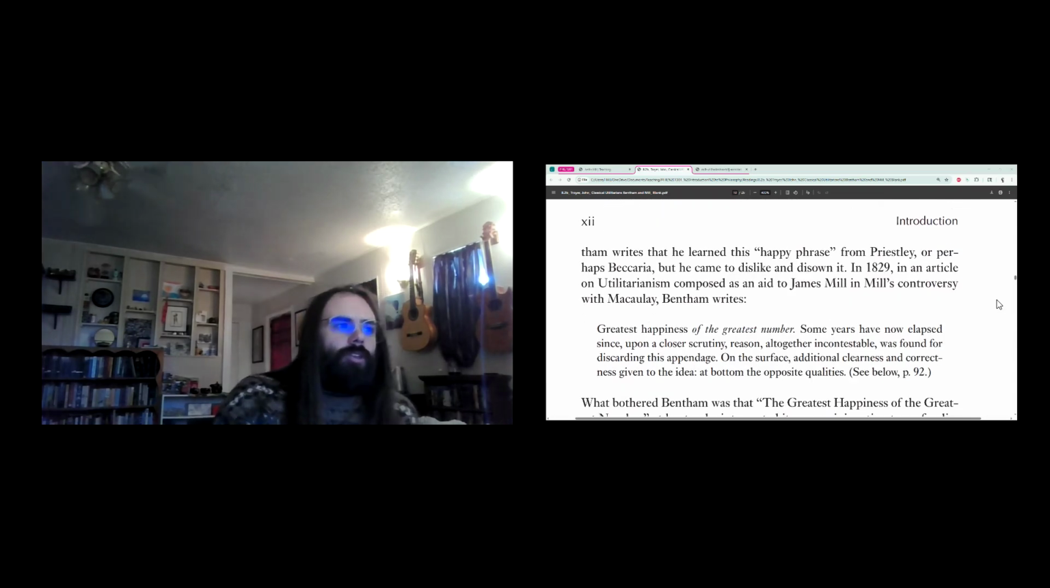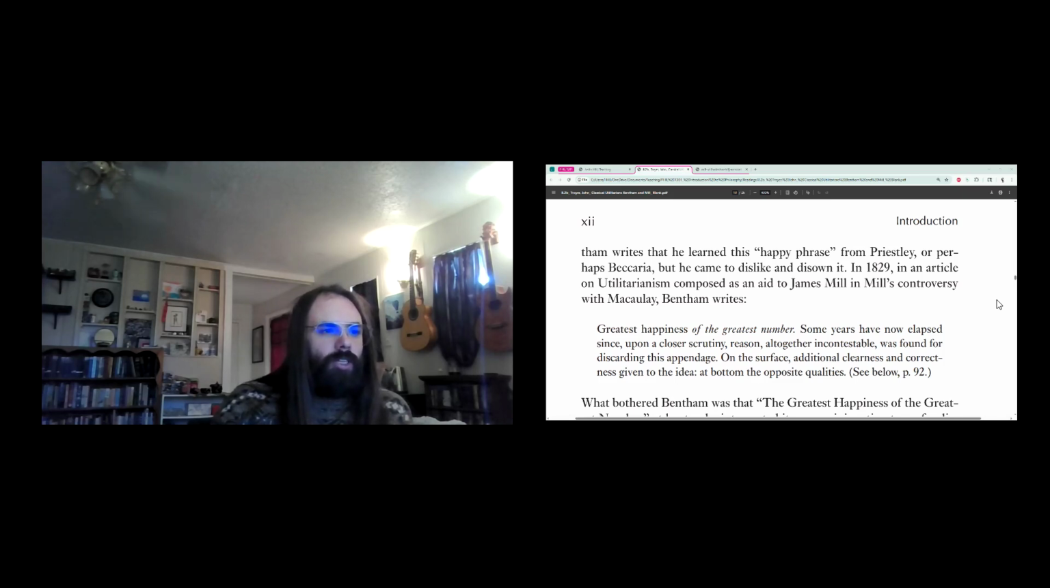Bentham writes that he learned this happy phrase from Priestley, or perhaps Beccaria, but he came to dislike and disown it. In 1829, in an article on utilitarianism composed as an aid to James Mill in Mill's controversy with Macaulay, Bentham writes, "Greatest happiness of the greatest number. Some years have now elapsed since, upon a closer scrutiny, reason altogether incontestable was found for discarding this appendage. On the surface, additional clearness and correctness given to the idea. At bottom, the opposite qualities."